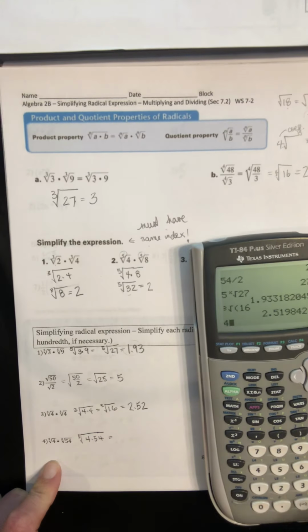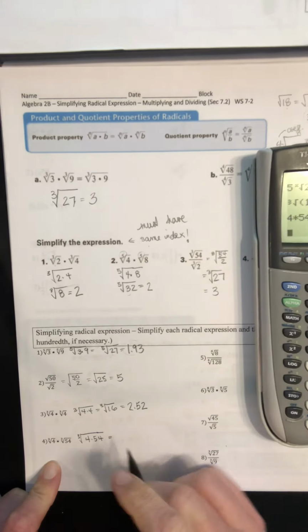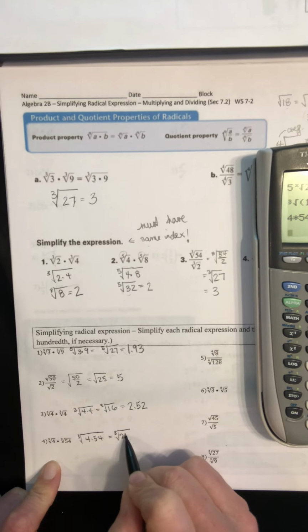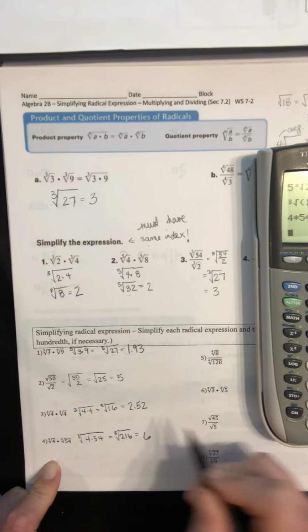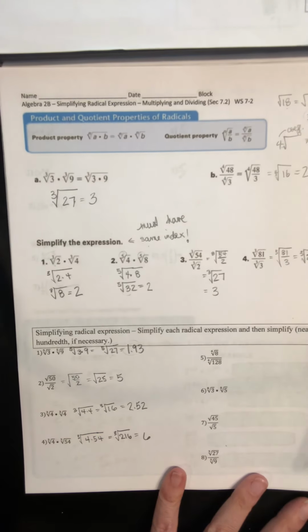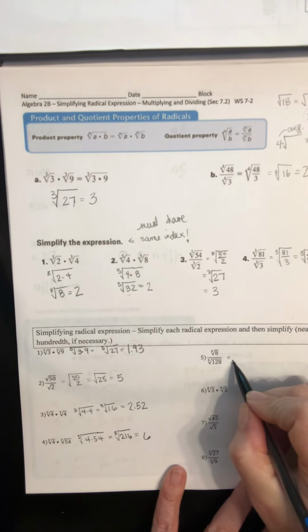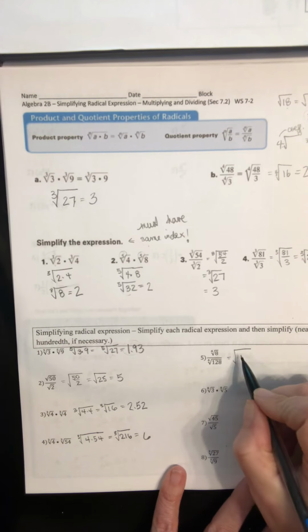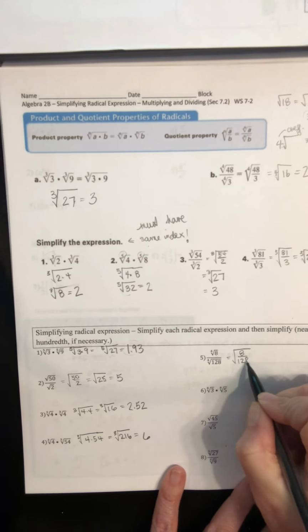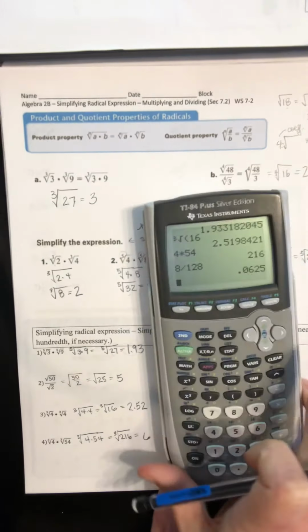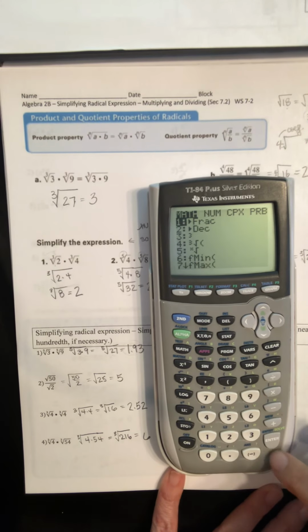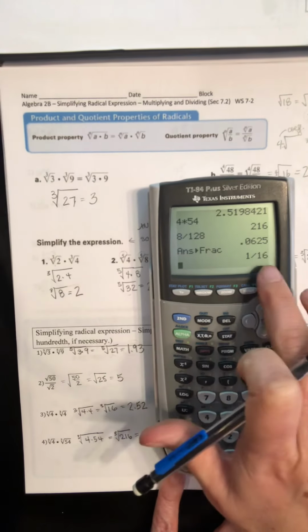And then this guy, multiplication again, so third root of 4 times 54. So 4 times 54 gives me the third root of 216. Now I know that's a perfect cube. That's going to be 6, okay? Or you can put it in your calculator, all right? This guy, a little weird, but we could still do it. Let's see. Because the denominator is bigger, it's 8 divided by 128. So 8 divided by 128 gives me that decimal. I can hit math, frac, and that gives me 1/16.